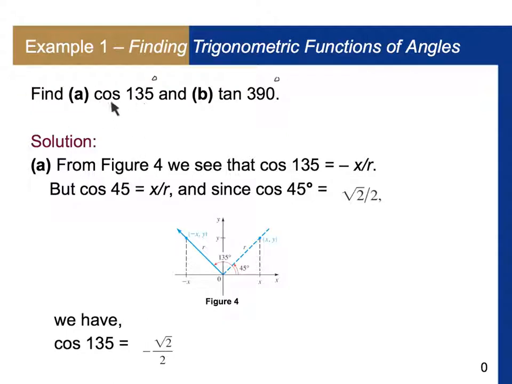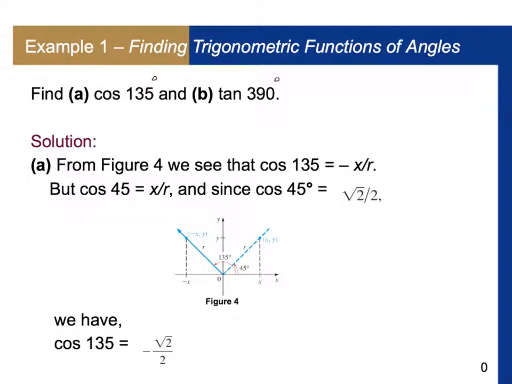Okay, let's look at a couple examples. Cosine of 135 degrees. Cosine of 135 is minus x over r, so we go to 135 here. See 45, 45, another 45 because it's 135, and we use minus x over r. Now we can say cosine of 45 is x over r, since these numbers are the same except the x changes. You have that symmetry across the y-axis. So cosine of 45 is square root of 2 over 2, so cosine of 135 degrees is minus square root of 2 over 2.